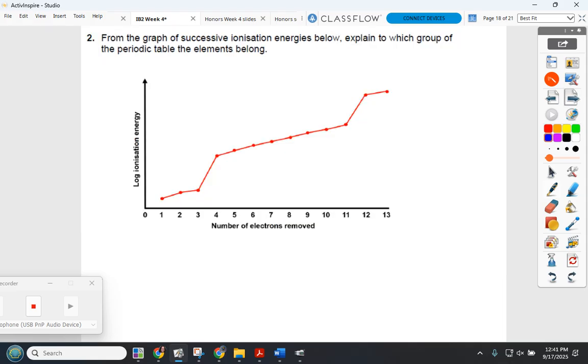So if we look at this graph, this is a typo. It's just one element. It says elements, but it's just one element. And you can tell that because we'll be looking at graphs where we're looking at different elements by atomic number, but number of electrons removed means this is successive for one element.